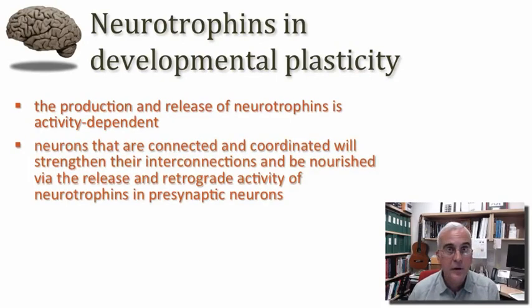Secondly, that neurons that are connected and coordinated would likely strengthen their interconnections and be nourished via the release of neurotrophin in an activity-dependent manner. And that neurotrophin will be taken up by the presynaptic elements and will have local effects on those terminals that are binding neurotrophins to their receptors.